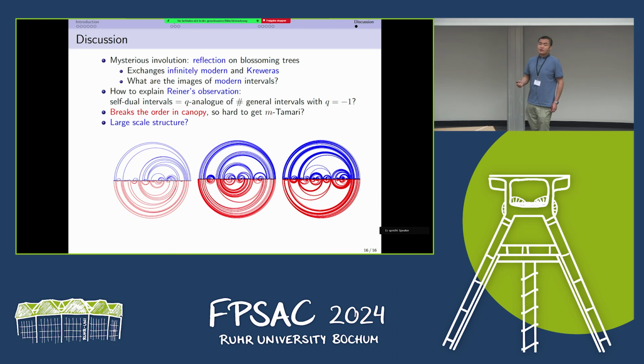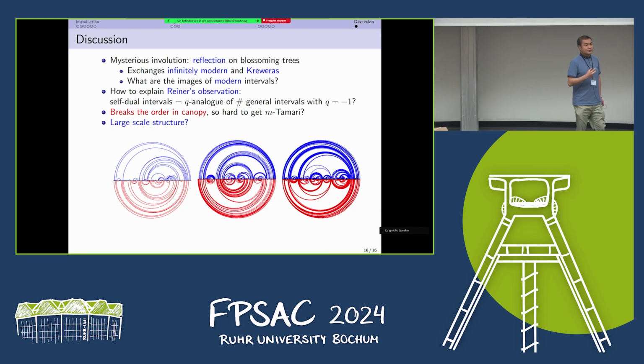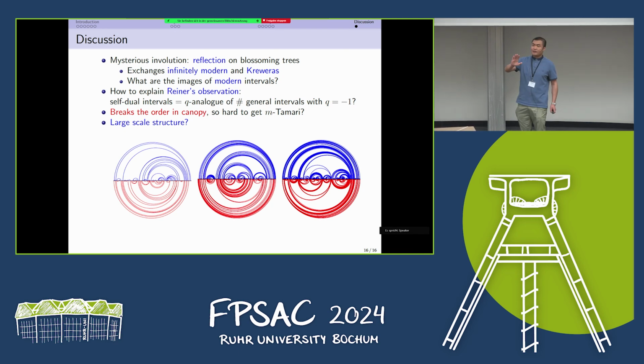Okay, but of course, we are not stopping only at the enumeration. We also want to study the structures. For instance, we observed that the forbidden patterns for infinitely modern and Kreweras intervals are just mirrors of each other. So the reflection on blossoming trees is a bijection between these two families. And it would be interesting to study what it does on general Tamari intervals. A first question we can ask ourselves would be the image of the modern intervals, which is a superfamily of infinitely modern intervals. So its image would be a superfamily of Kreweras intervals, and it would be interesting to understand what it is.